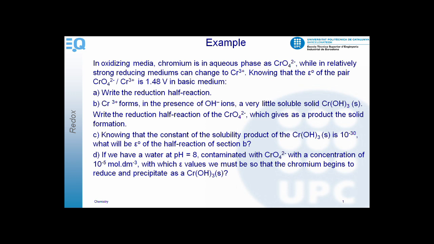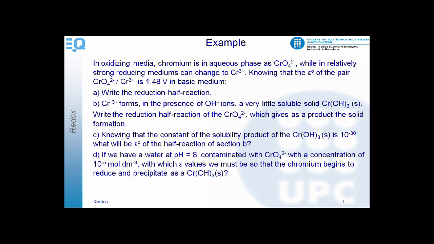D. If we have water at pH equals 8 contaminated with chromate with a concentration of 10 to the power of minus 5 molar, at which potential values does the chromium begin to reduce and precipitate as chromium hydroxide?